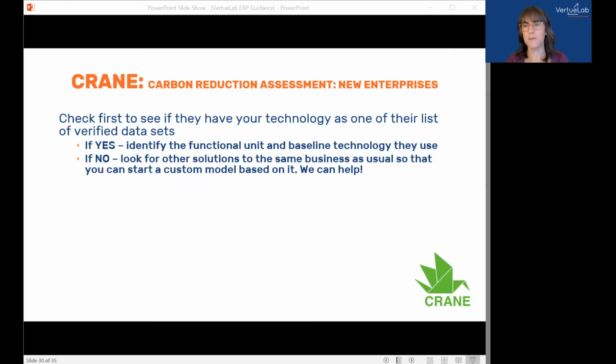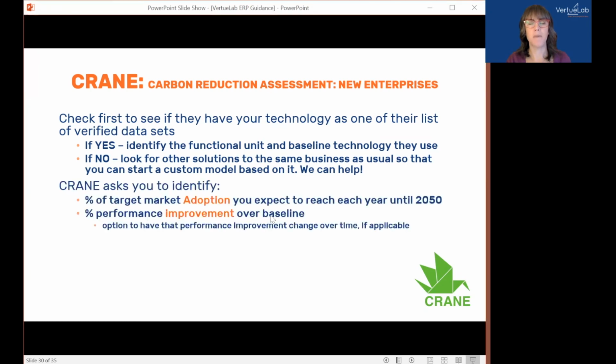There are still ways to use Crane to support your process. The tool is so rich with data, you can often mine the tool for sources of information about your market that you can use by simply searching another technology that addresses the same market that you're approaching.